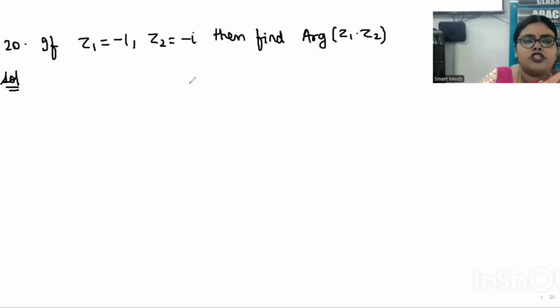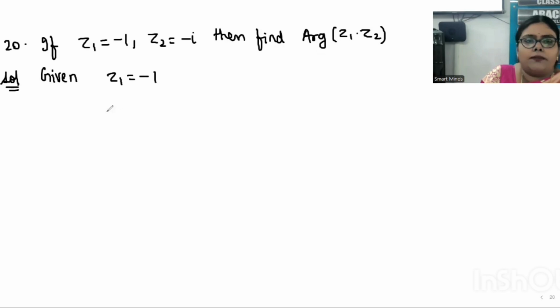Now take the next question. This is also very important. Argument related problems are very important. If z1 is equal to minus 1, z2 is equal to minus i, then find argument z1 into z2. So first let us write what is given to us.